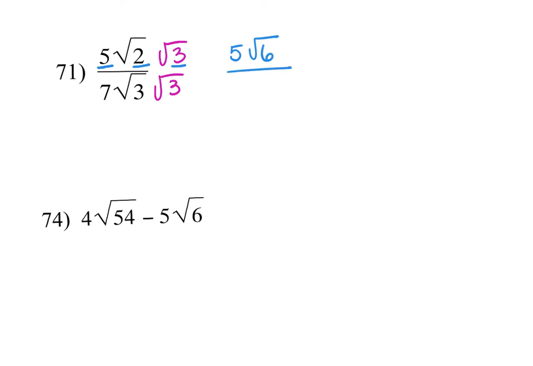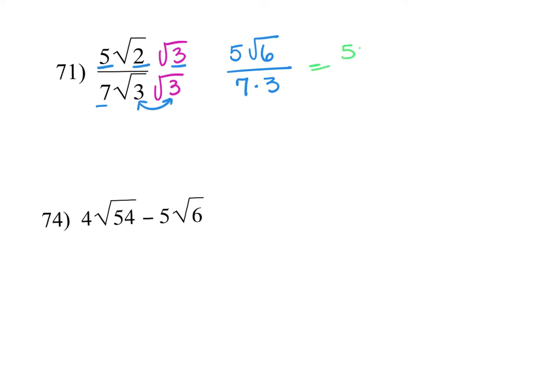On the bottom, the 7 is on the outside, and I am multiplying a radical by itself. What happens when I multiply square root of 3 times square root of 3? It just comes out and becomes a 3. Right? It comes out.